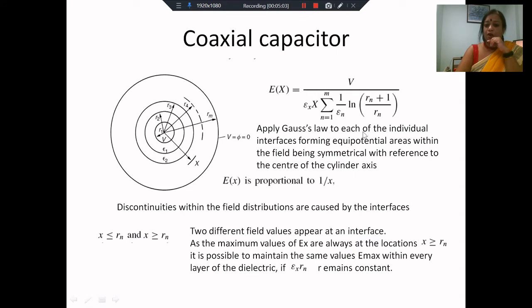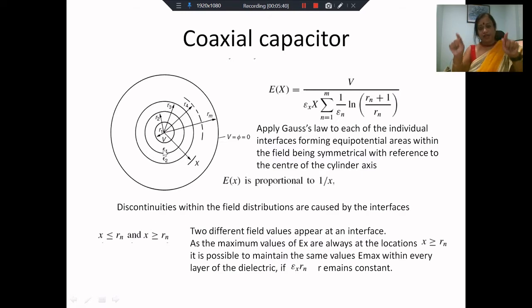Applying Gauss's law to each of the individual interfaces, now we know that Ex is equal to capital V divided by epsilon x times the summation of 1 by epsilon ln Rn plus 1 by Rn, n going from 1 to m. So this is actually derived from the expression that we have already obtained for the electric field for coaxial cylinders. Now, if you apply Gauss's law to each of the individual interfaces, you will be able to find the E at each of these surfaces.